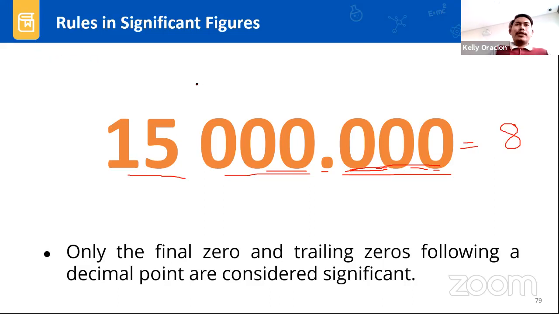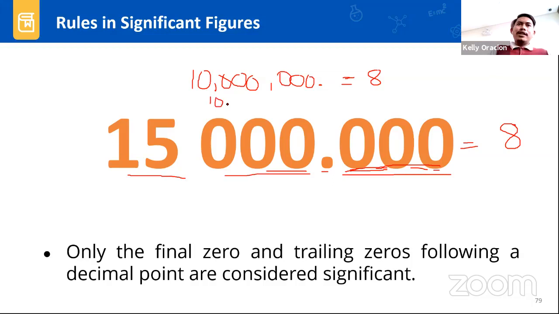Sir, how about this one, sir? Example done, sir. Let's have 10 million. Yan na. Then, what if may decimal dito, sir? If may decimal na nakalagay dyan, if naka-emphasize yung decimal dyan, the answer for this one is 8. The number of significant figures of this one is 8.